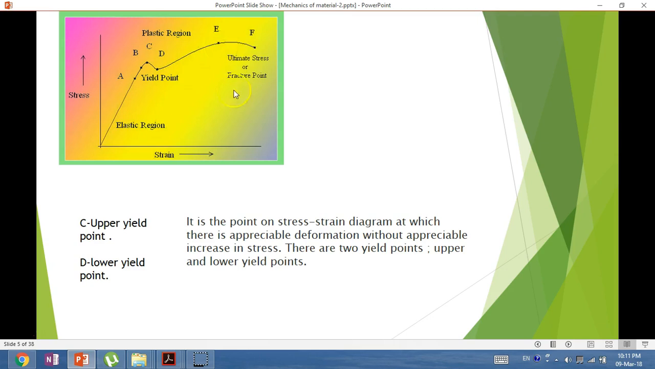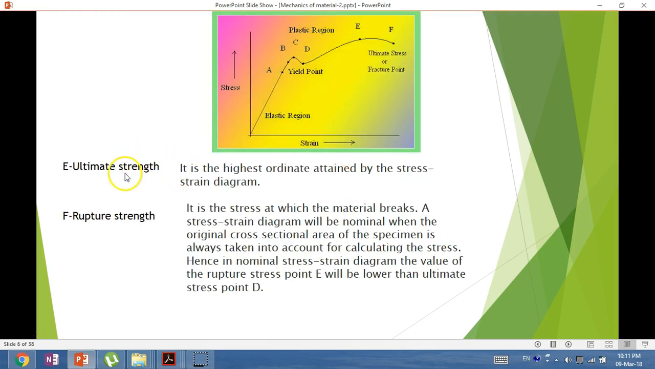Now we will talk about point E. E is the ultimate strength. It is the highest ordinate attained by the stress-strain diagram. As we can see, this is the highest ordinate, the maximum stress in the curve. While final point F, rupture strength, is the stress at which the material breaks. The stress-strain diagram will be nominal when the original cross-section area is always taken into account for calculating the stress. The rupture stress at point F will be lower than the ultimate stress. We will find that this value, the ordinate, is lower than the value of E.